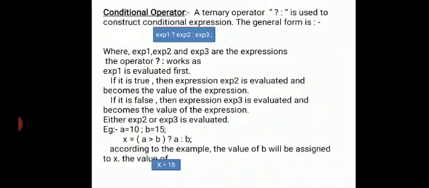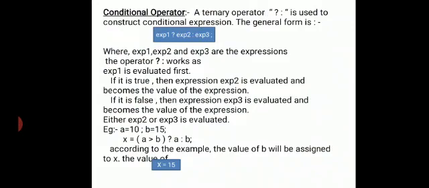Conditional operator. Yes, it is a ternary operator. The symbol is question mark and colon, and is used to construct a conditional expression. The general form is expression 1 ? expression 2 : expression 3, where expression 1, expression 2 and expression 3 are expressions.